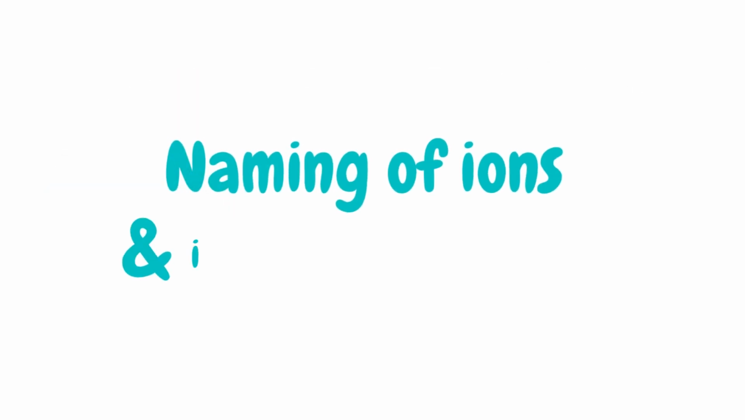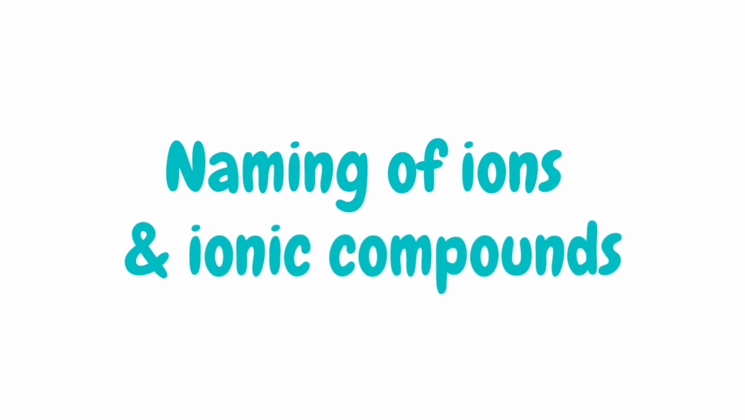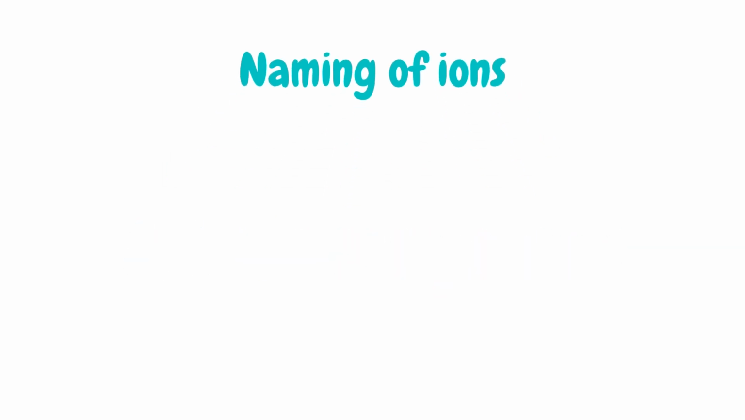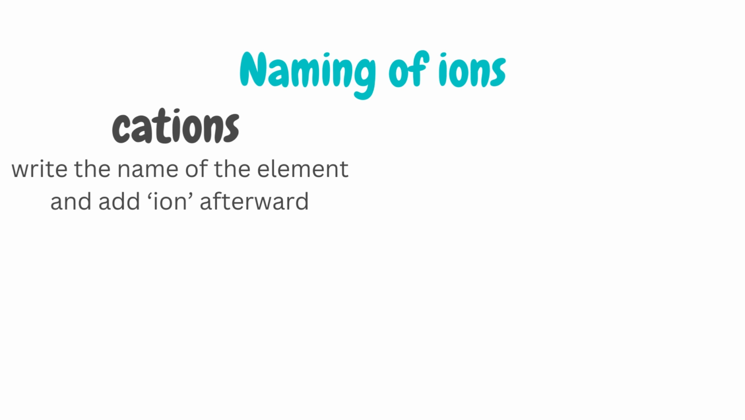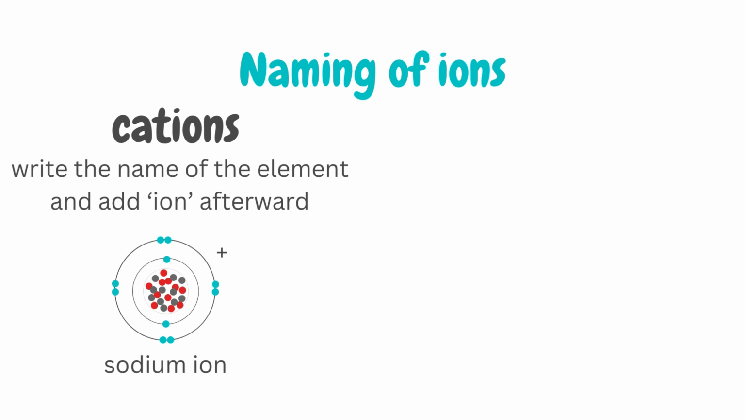Now, let's move on to naming ions and ionic compounds. It's important to understand how to properly name the different ions that form during ionic bonding. This helps us clearly communicate the components of these compounds. When naming a cation, which is a positively charged ion, we simply write the name of the element and add the word ion. For example, the ion formed when sodium loses an electron is named the sodium ion.